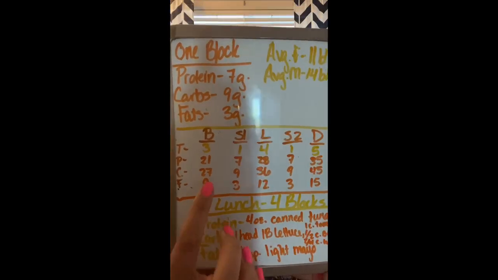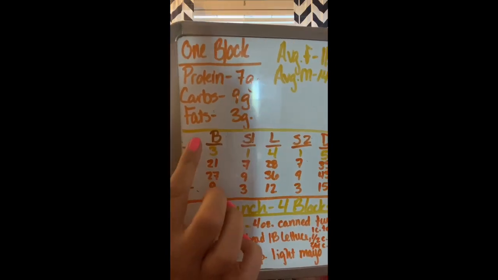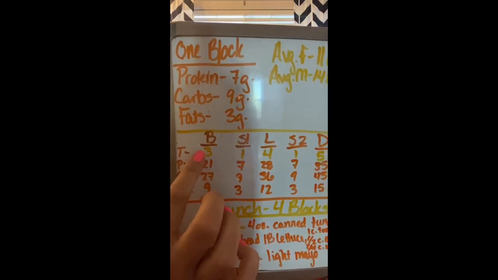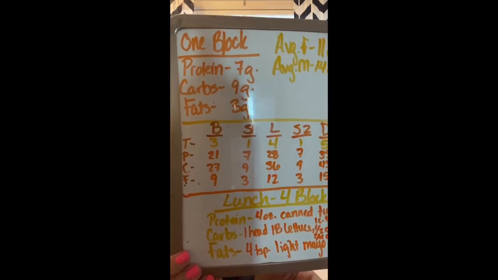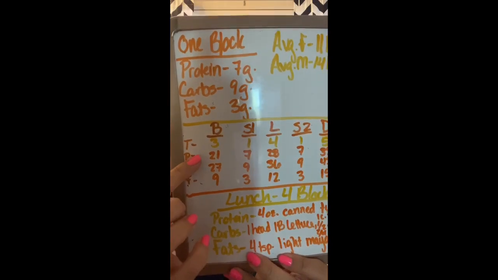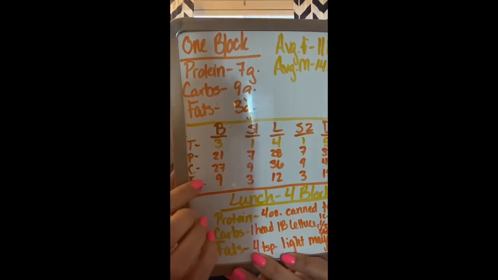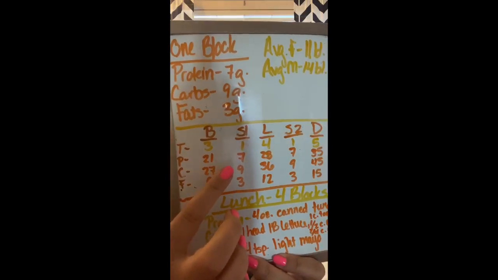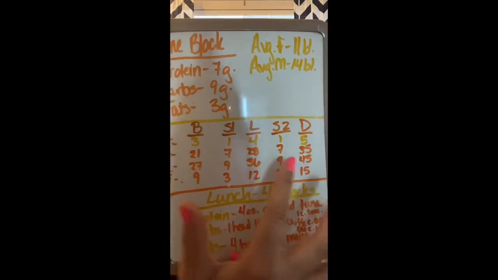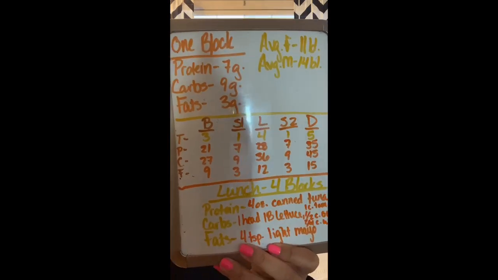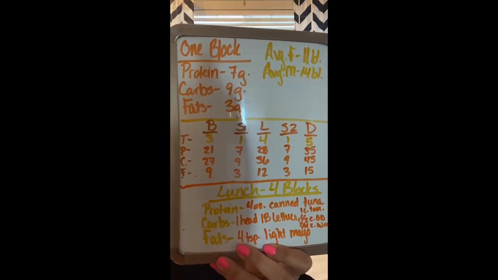Then I go through and figure out how many macronutrients are in each meal. So I take the total number of blocks, multiply it by each macronutrient in 1 block, and that gives me those numbers. So they have 21 grams of protein, 27 grams of carbs, and 9 grams of fats in their breakfast, 7 grams of protein, 9 grams of carbs, 3 grams of fats in their snack 1, and so on. You want to make sure that you fill this out. All right, and then let's move on to planning for lunch.